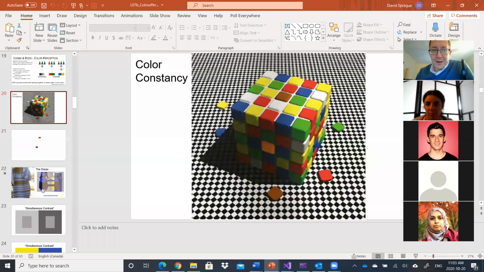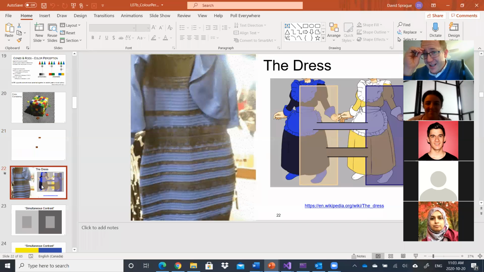Or how many people actually see a yellow and white dress, by the way? Oh, Hasna, you see a yellow and white dress. Okay, I cannot see anything but a blue and black dress. It makes no sense that anyone sees anything other than a blue and black dress. It drives me nuts. So how many other yellow and whites do we have in here?